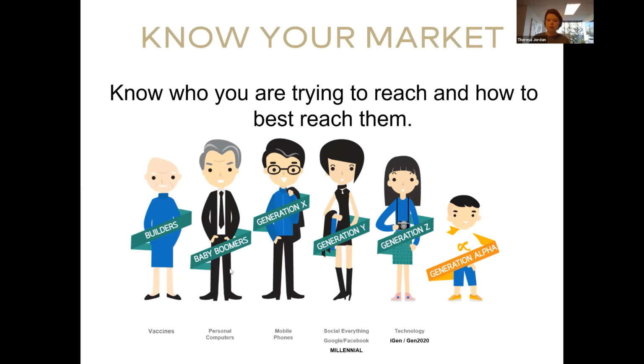Okay, so builders have been around when vaccines were created. Baby boomers, they have known the personal computer. Generation X, I'm a Gen Xer, mobile phones became a thing. The Y generation, which is also the millennials that you hear so much about, they are social everything. They haven't known life without Google or Facebook. Generation Z, they are also known as the I generation. They have known nothing but technology. So they were born with a device. And then the current generation, up to 9 years old, is Generation Alpha. These babies, by the time they're 1 year old, have been exposed to tablets and things like that that, you know, we couldn't have imagined in our day.